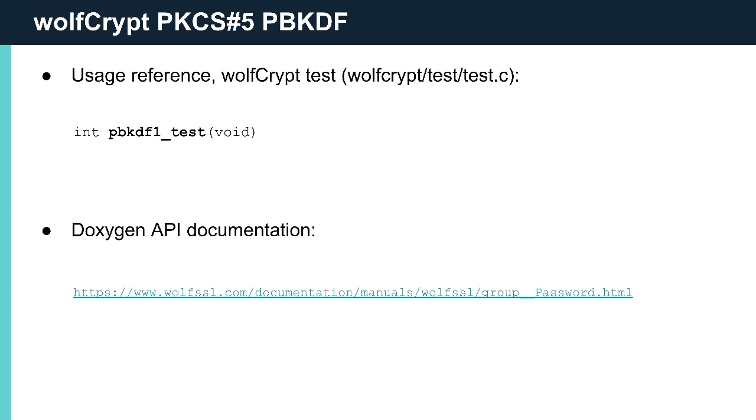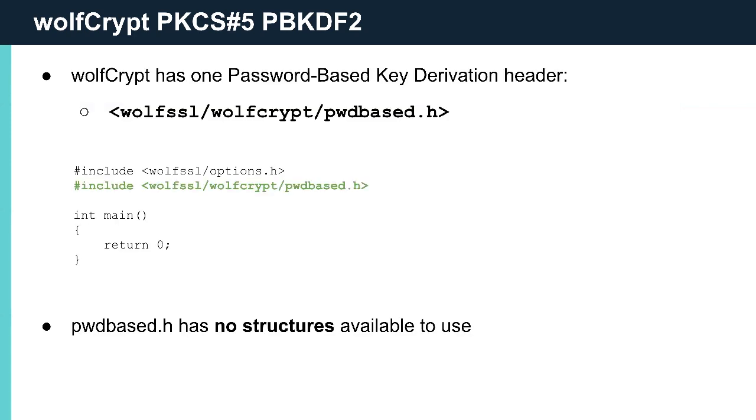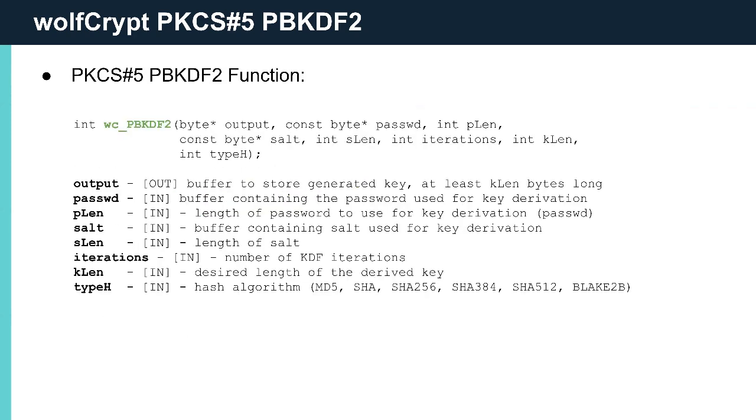In wolfCrypt test, there's a function called PBKDF1_test and associated documentation. For PKCS5's PBKDF2, it uses the same configure option, enable-pwdbased. This is the one that uses a pseudo-random function to generate keys. Same header file, no structures. The function here is wc_PBKDF2.